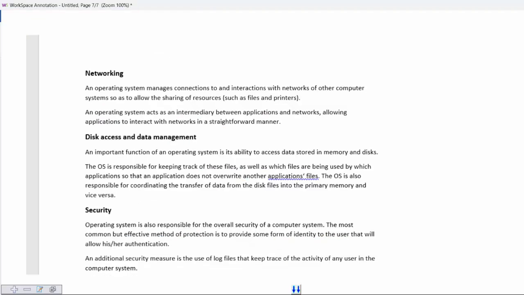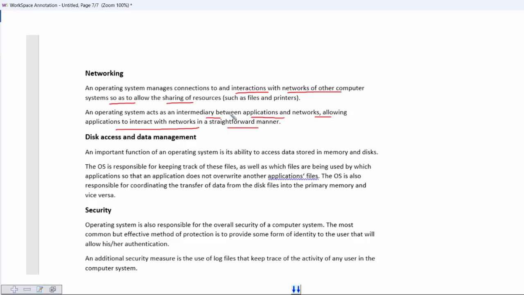So the next function of operating system is networking. An operating system manages connections to and interactions with networks of other computer systems so as to allow sharing of resources such as files or printers. Networking is essential to modern computer systems, most connected with either a local area network or internet. An operating system acts as an intermediary between applications and networks, allowing applications to interact with networks in a straightforward manner.